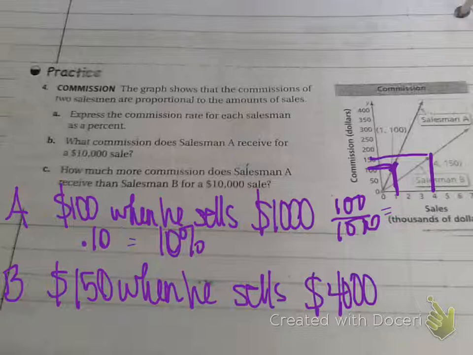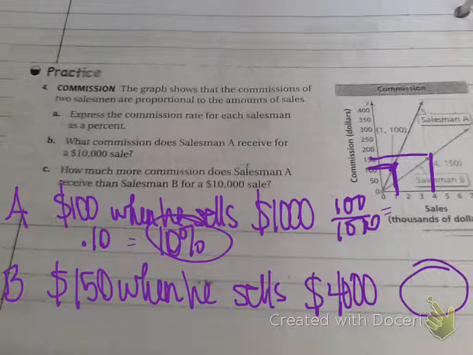So I want you to find the percent that salesman B is making, right? His commission rate as a percent. And then I want you to go ahead and try B, which says what commission does salesman A receive for a $10,000 sale? And then I want you to try letter C. How much more commission does salesman A receive than salesman B for a $10,000 sale?